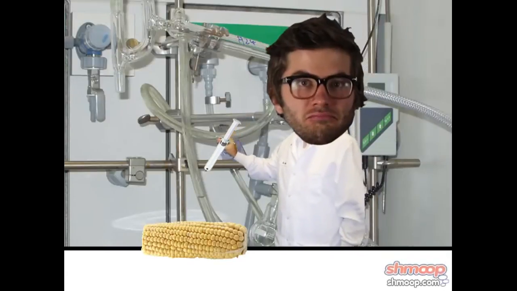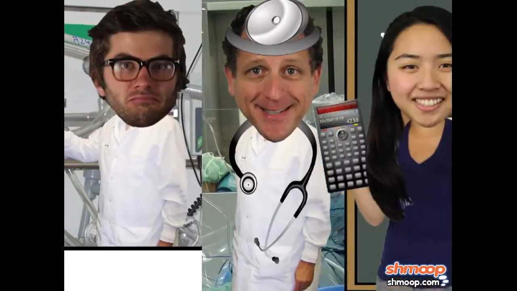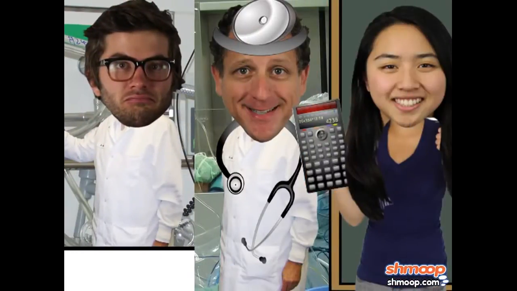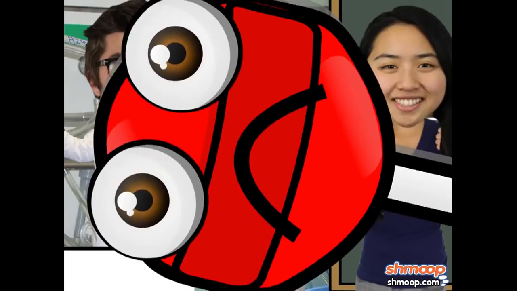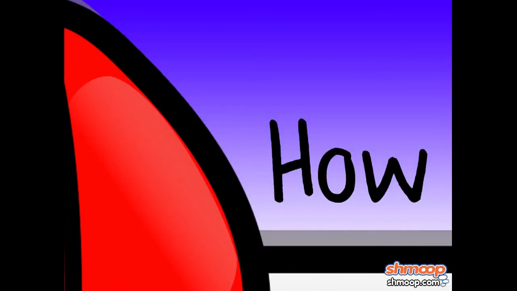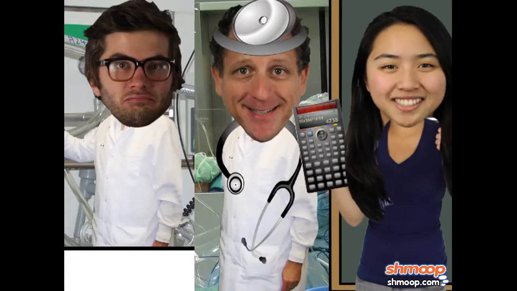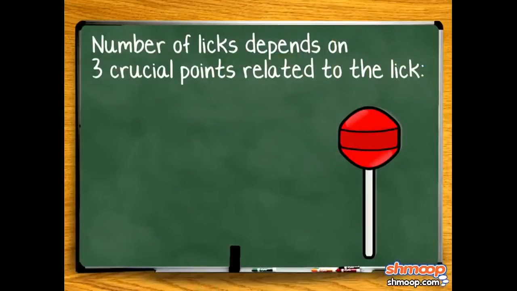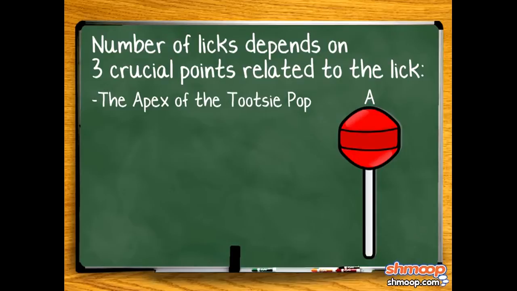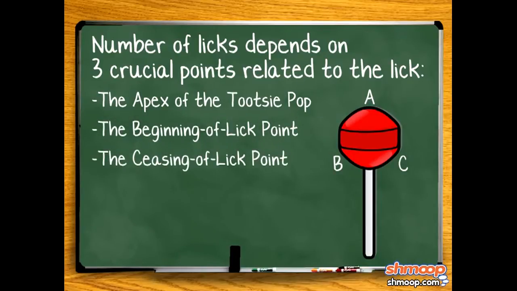For the past 60 years, food scientists, doctors, and mathematicians have worked tirelessly to answer a question that has tormented the candy industry for generations. How many licks does it take to get to the center of a Tootsie Pop? They've determined that the number of licks depends on three crucial points related to the lick: the apex of the Tootsie Pop, the beginning of lick point, and the ceasing of lick point, or points A, B, and C.